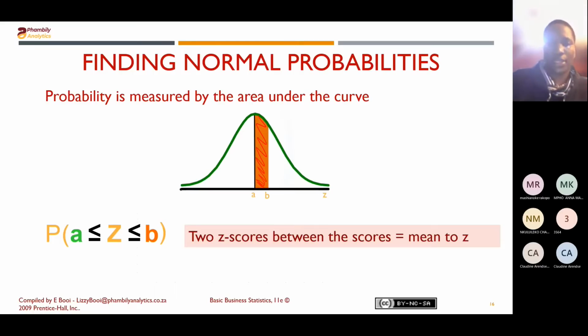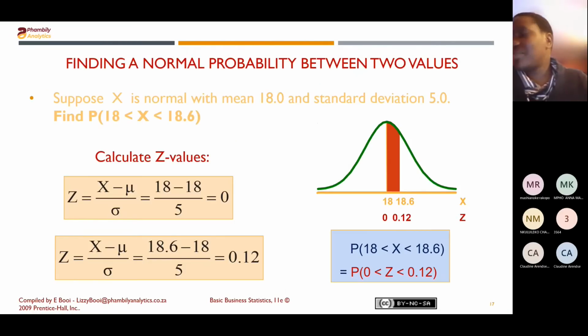How do we do that? We're using the same data set here. Suppose X is normally distributed with a mean of 18 and a standard deviation of 5. Find the probability that X lies between 18 and 18.6. Likewise, we calculate the Z-scores. The Z-score for 18 is 0. The Z-score for 18.6 is 0.12. We calculated that.